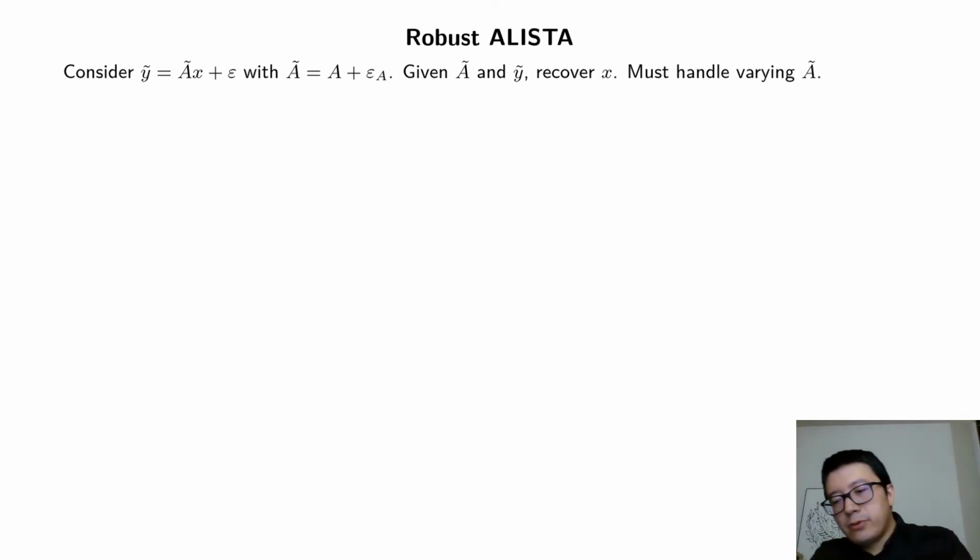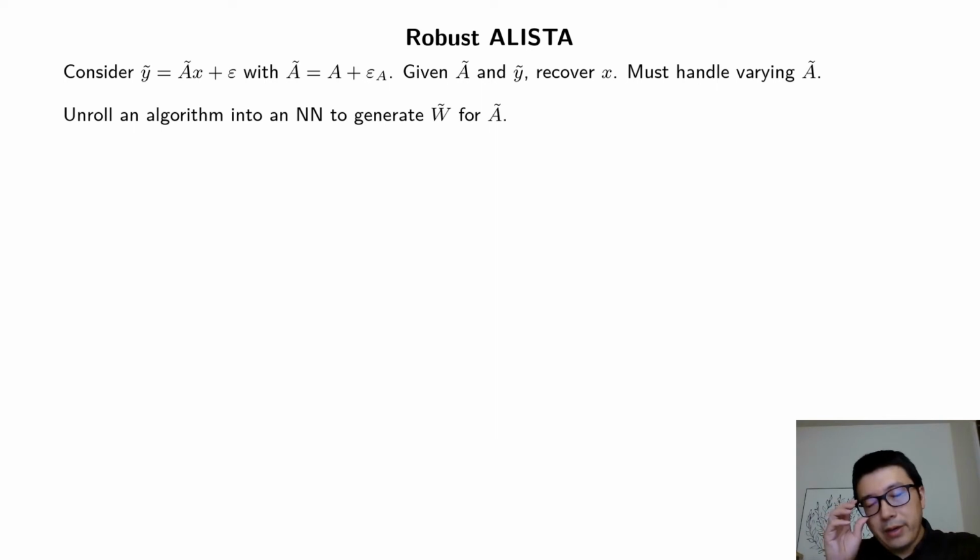So we move on to think about the robustness of A-LISTA. Before, for every matrix A, we had to train a W. Would it be possible to speed up the generation of W? So consider this system where the sampling matrix is no longer a fixed matrix A, but a perturbation of this fixed matrix A. Given the perturbed sampling matrix and the measurements, recover X. In other words, the neural network generated algorithm must now be able to handle different A tilde.